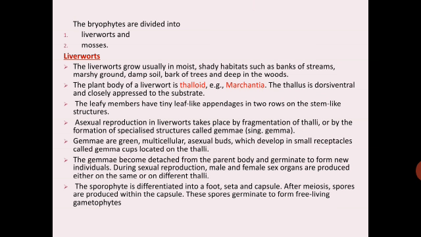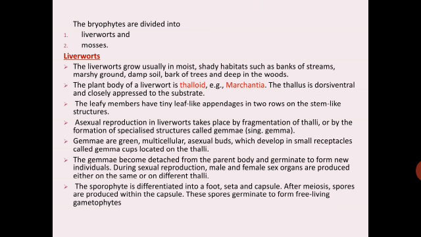Gemmae are green, multicellular, asexual buds which develop in small receptacles called gemma cups located on the thalli. So on the thalli there are cup-like structures, which are nothing but the asexual buds. Gemmae are green, multicellular, asexual buds located on the thalli of the bryophytes. The gemmae become detached from the parent body and germinate to form new individuals.